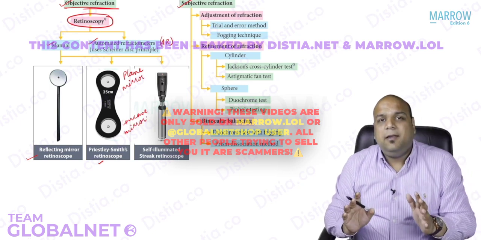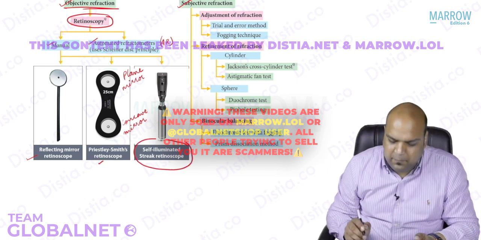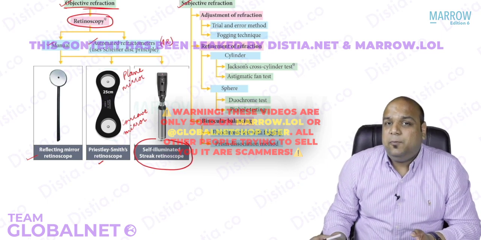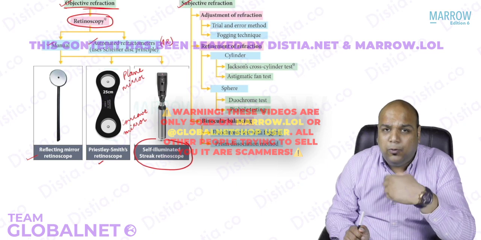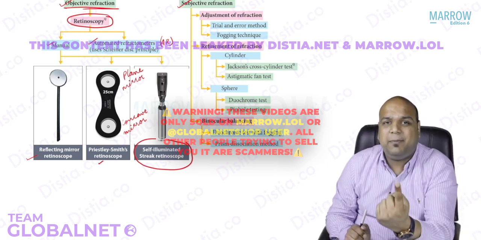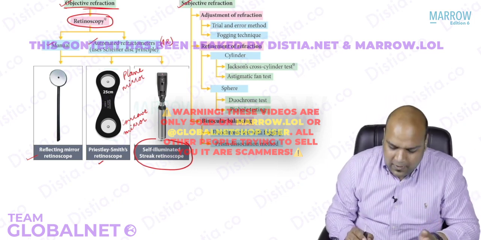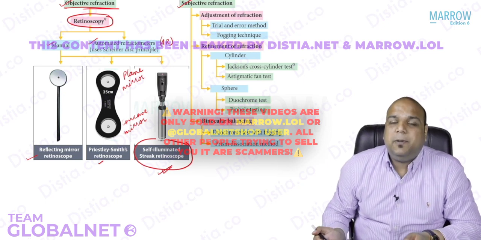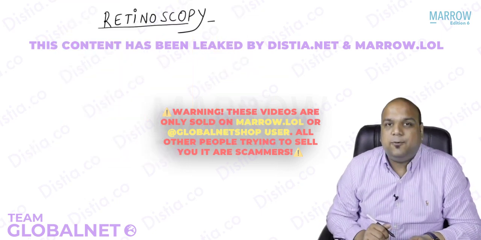And the second is a concave mirror. Now, the third instrument which we actually use clinically is a self-illuminated streak retinoscope. Self-illuminated because it has a battery in it. Streak because the light that comes out through this instrument comes in the form of a single line or streak, a vertical or a horizontal streak of light. That is what we are discussing, how to do self-illuminated streak retinoscopy and how to see the results of this. So let's start, retinoscopy.